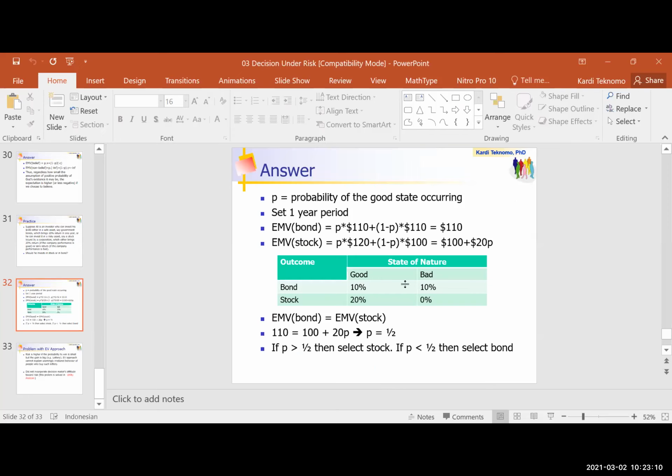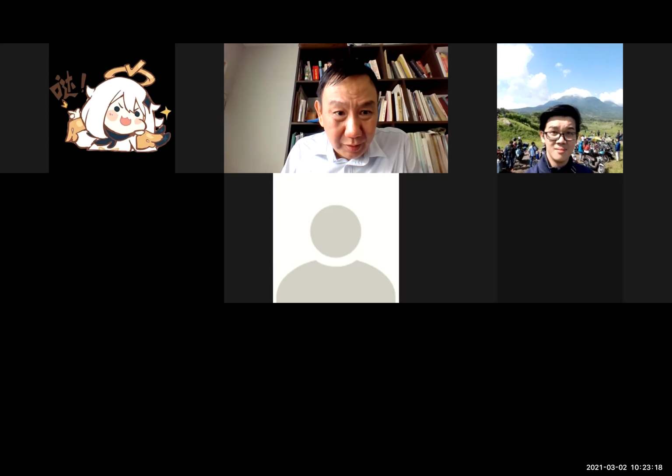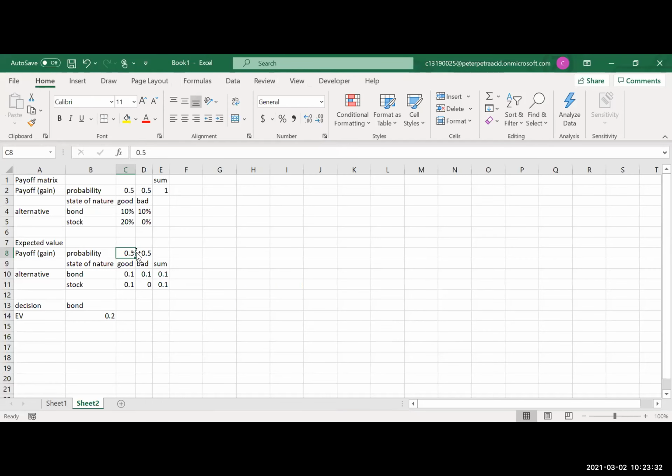So in your Excel, Lilian, can you change your probability? Can you share again? Right, so say you set one of them to 0.6 or 0.55, it's up to you. That one must be 1 minus the other one. Correct, so 0.4. Then your decision is still the same.